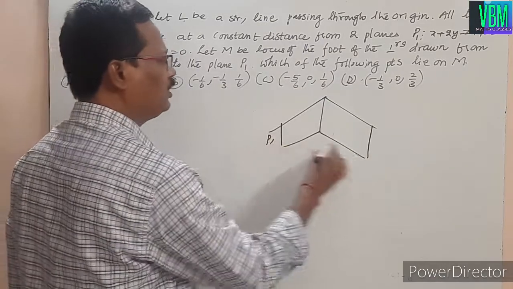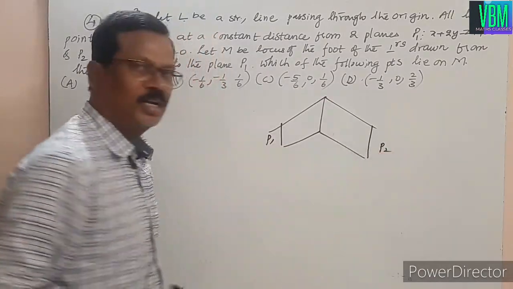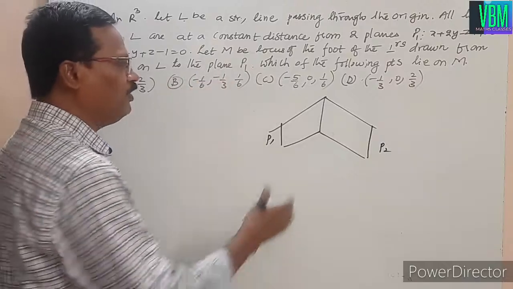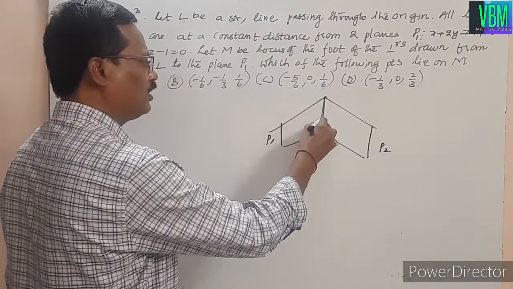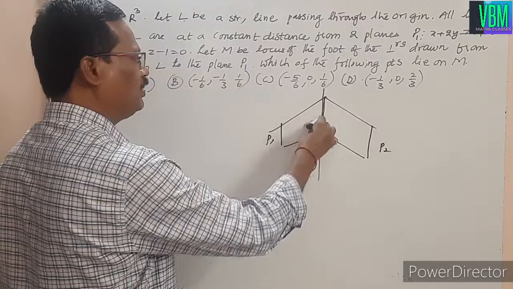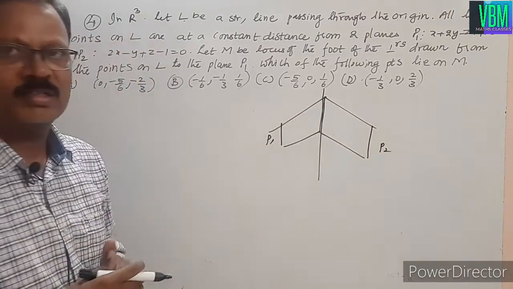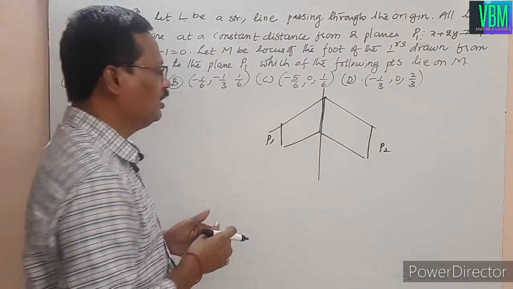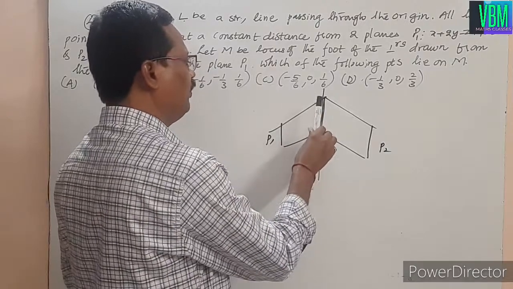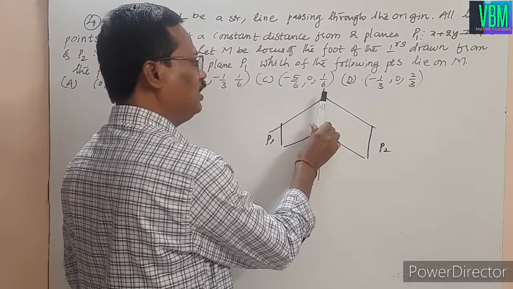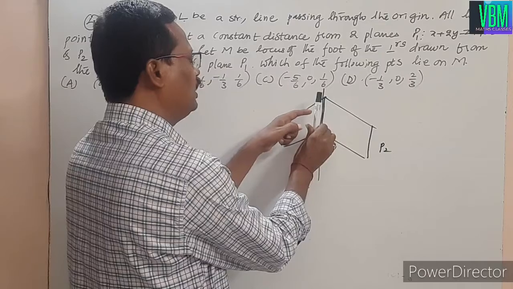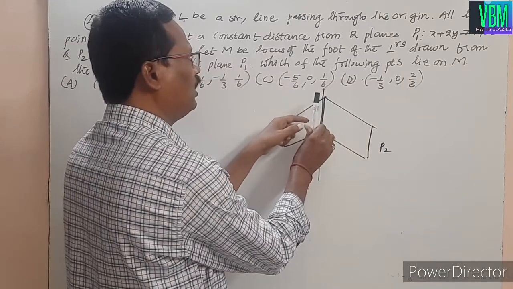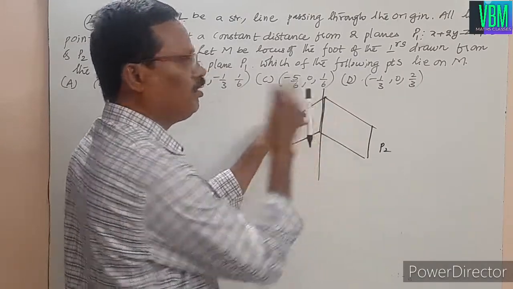This is the P1 plane. This is the P2 plane. Now, take any line parallel to the line of intersection. Suppose you take any line parallel to this line of intersection; the distance from a point P on it to this plane is constant.